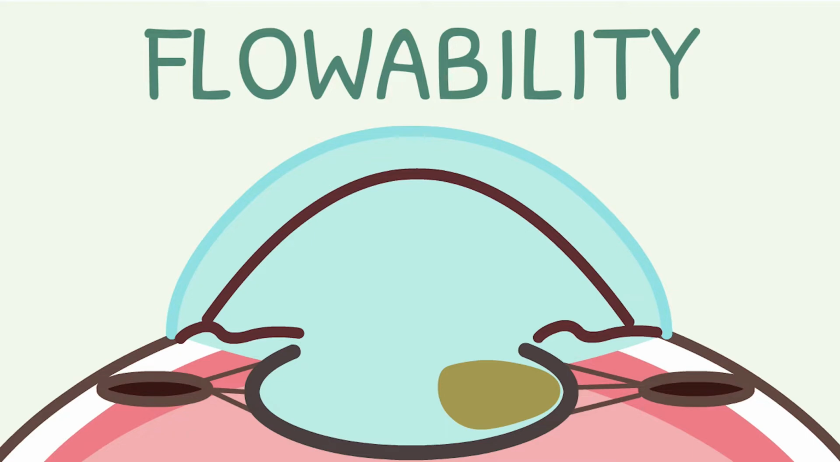I made this animation to demonstrate the difference between flowability and holdability. Flowability is the movement of the nucleus toward the phacotip. As we mentioned earlier, the flowability is controlled by aspiration flow rate. So if the aspiration flow rate is low, the nucleus will move slowly toward the phaco handpiece. But if the aspiration flow rate is high, then it will move very fast.